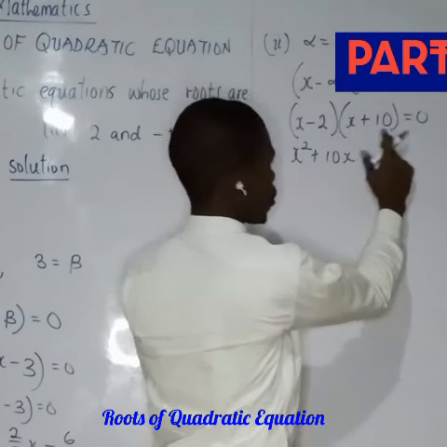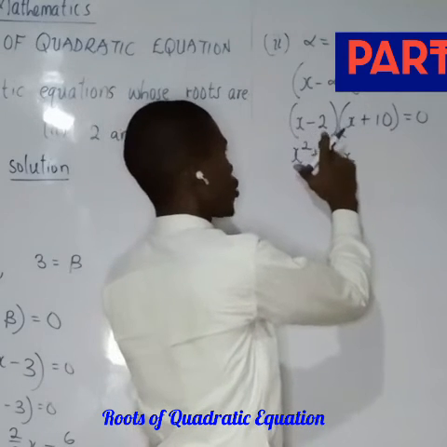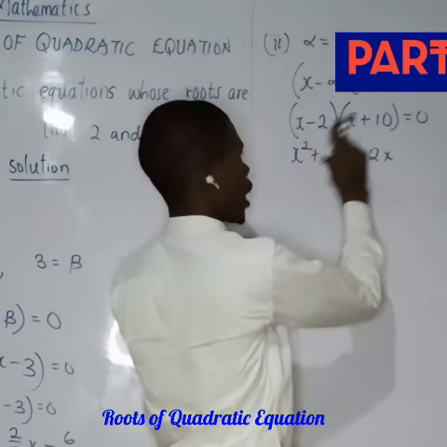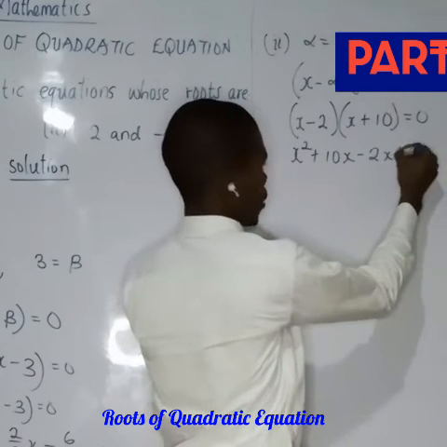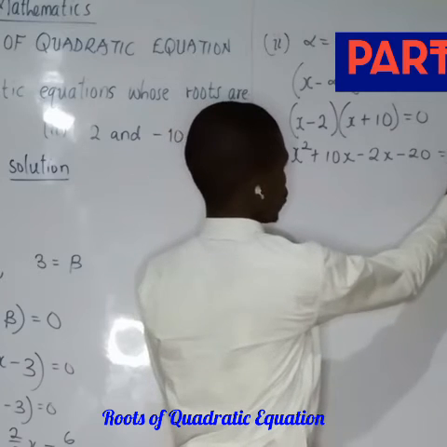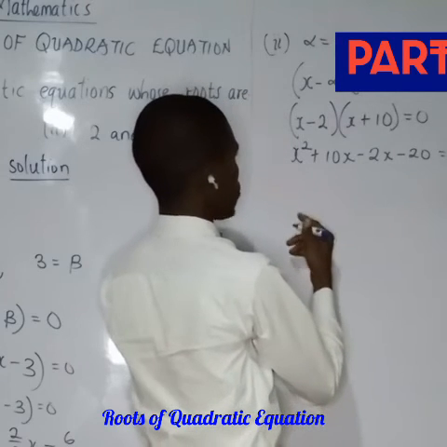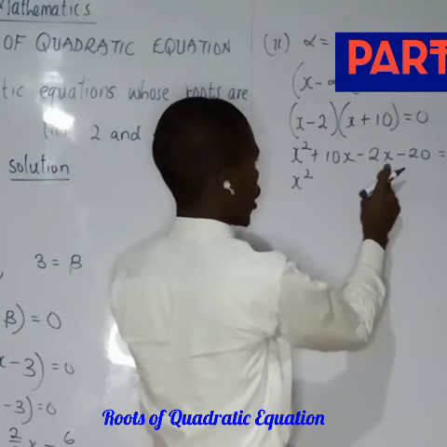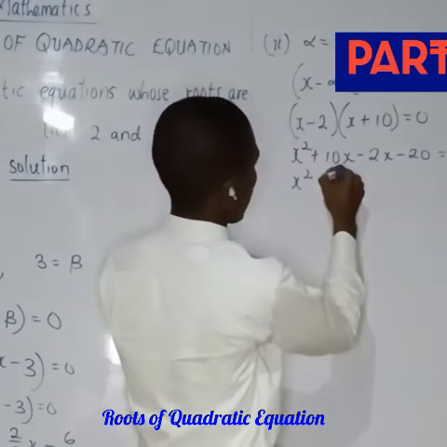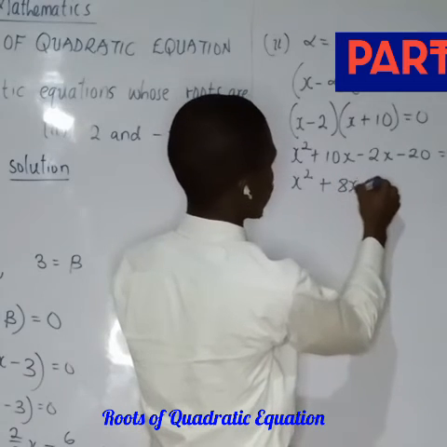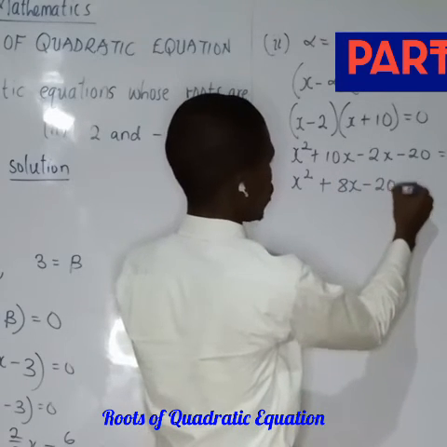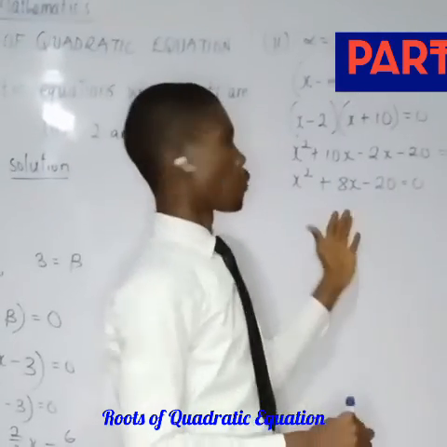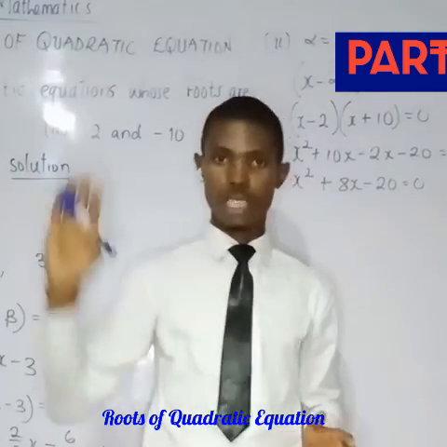I'm not using this to multiply the whole of this, I'm going to use this. Minus 2 times x is minus 2x. Minus 2 times plus 10 should give me minus 20 equal to 0. Next, I collect my like terms. So I'm going to write x squared plus 10x minus 2x, that gives plus 8x. Then minus 20 equal to 0. So you see I have obtained the quadratic equation from the roots given here.